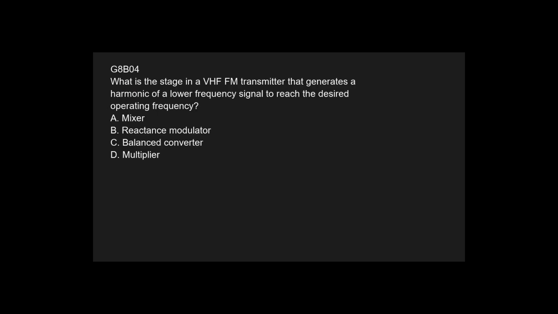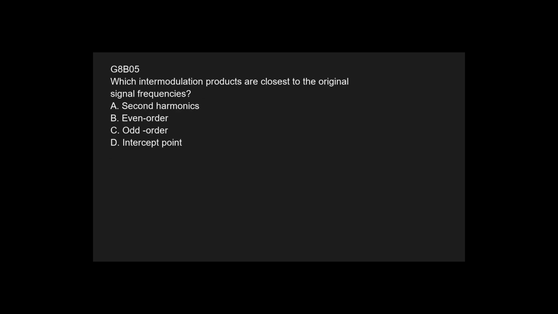Question: what is the stage in a VHF FM transmitter that generates a harmonic of a lower frequency signal to reach the desired operating frequency? The correct answer is D, multiplier. Question: which intermodulation products are closest to the original signal frequencies? The correct answer is C, odd order.